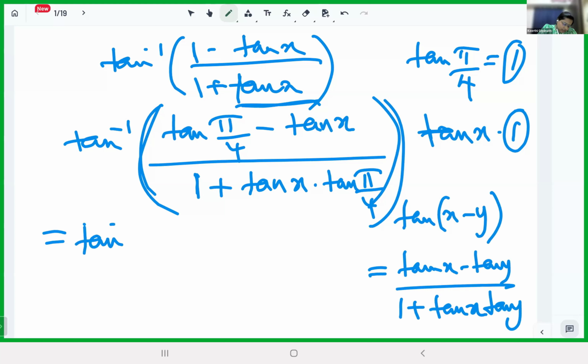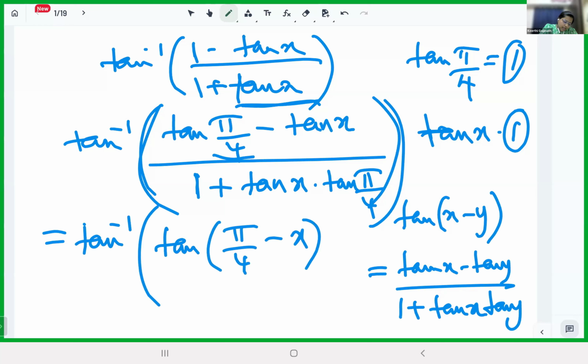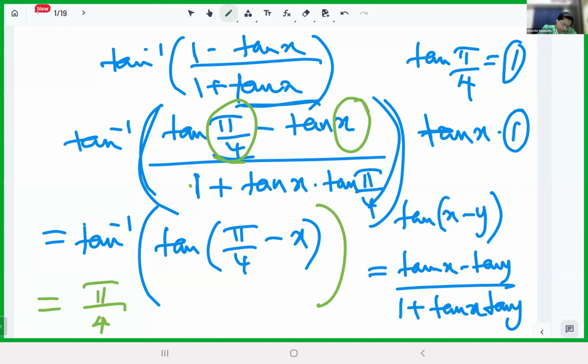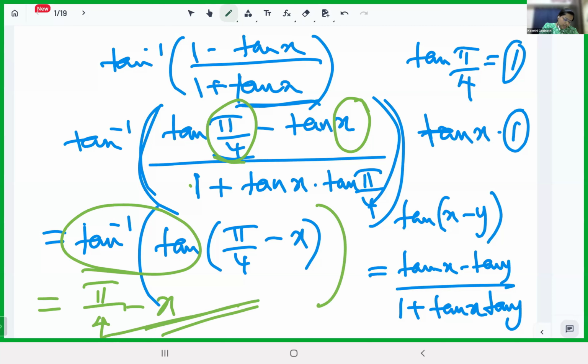So we can write this as tan inverse of tan of pi by 4 minus x. Here you can see in the place of x is pi by 4 and in the place of y is x. By using the inverse property, tan inverse of tan becomes identity, so the value is pi by 4 minus x. This is the simplest form of the question. We started from tan inverse of cos x minus sin x by cos x plus sin x, and we got the simplest form, that is pi by 4 minus x.